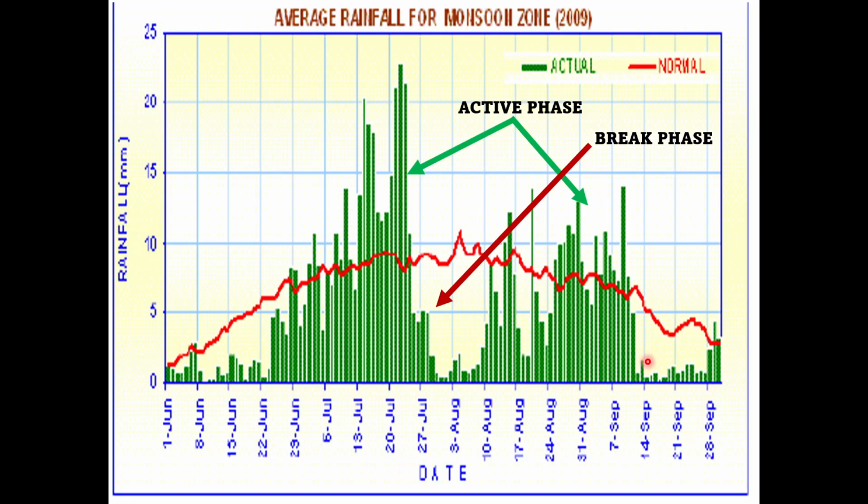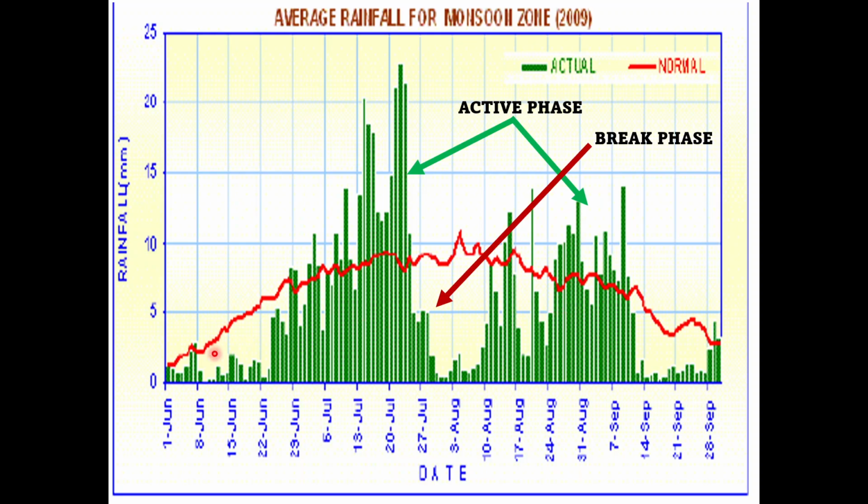Finally, it gets another break, which here is equivalent to an early withdrawal of the monsoon. So here was a year where there was a late onset of the monsoon and one major break and early withdrawal, which made the seasonal mean rainfall below normal.